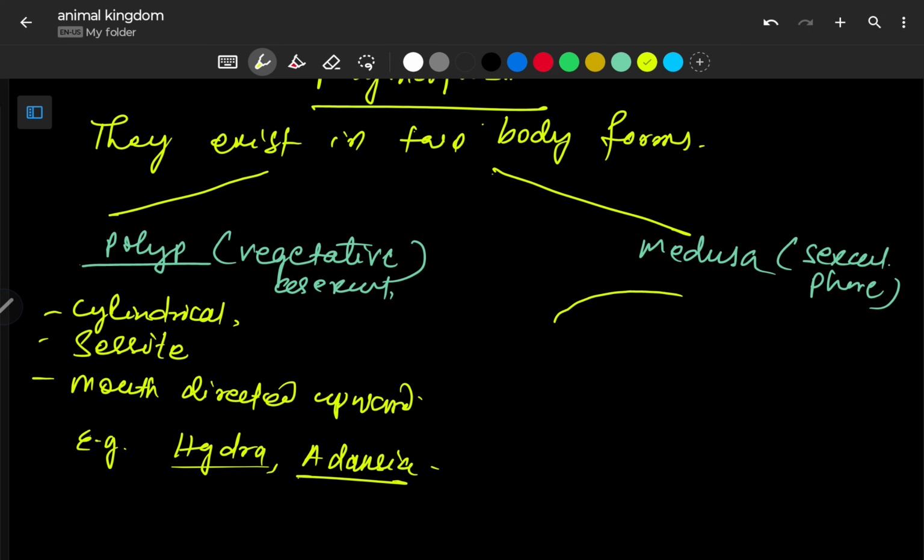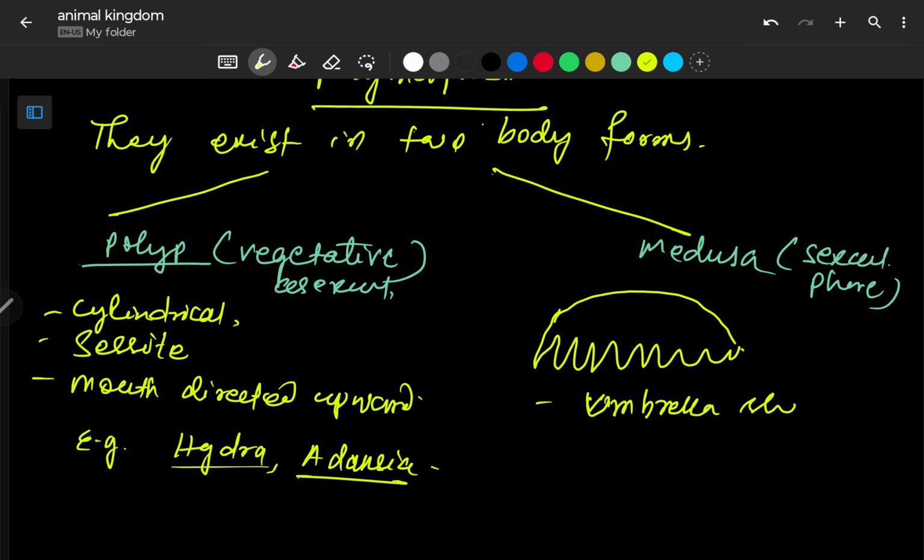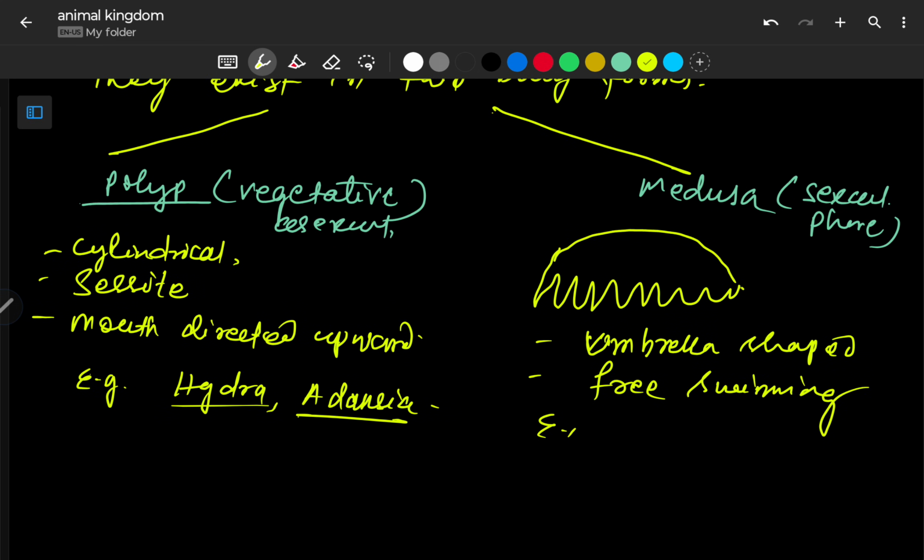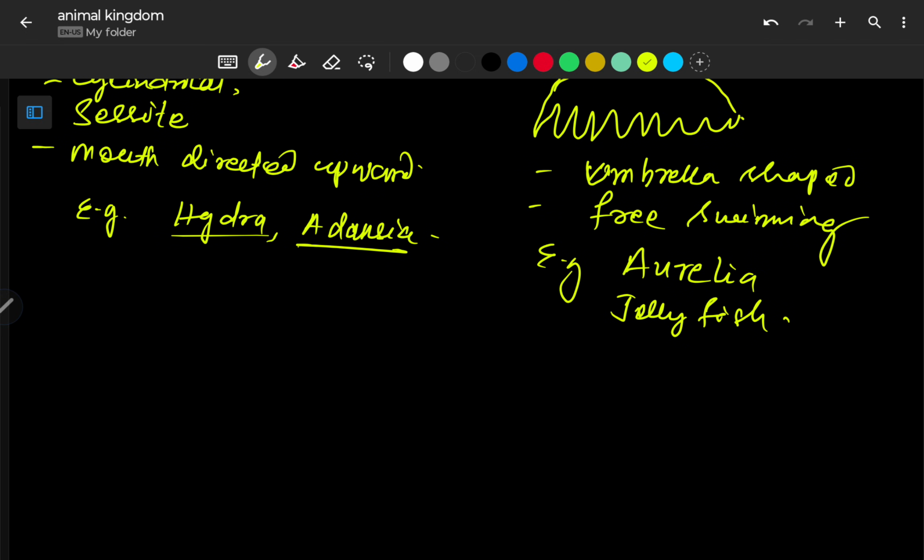ओके, अच्छा, अभी हम देखेंगे मेडूसा. मेडूसा कैसे होते हैं? ऐसे अम्ब्रेला शेप्ड होते हैं. Okay, and these are the tentacles. Okay, so here medusa is umbrella shaped and free swimming. ये क्या था? सेसाइल था, मतलब अटैच टू द सबस्ट्राटम. सो एग्जाम्पल क्या है? जेलीफिश, that is jellyfish and Aurelia. ठीक है, अच्छा, अभी इसमें एक फेनोमेना दिखाई देता है जिसको हम बोलते हैं मेटाजेनेसिस.